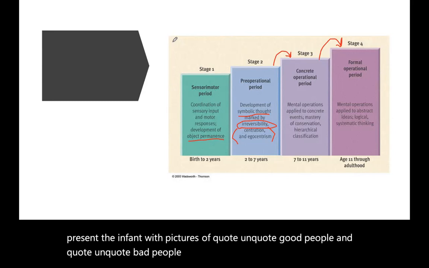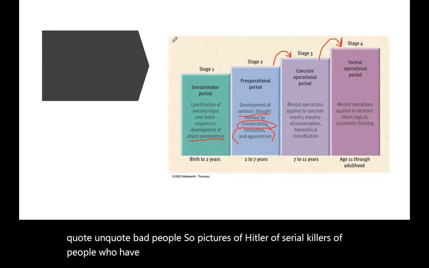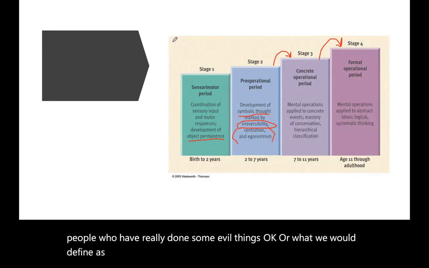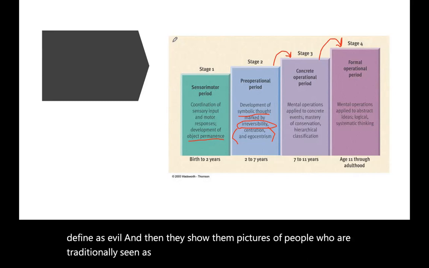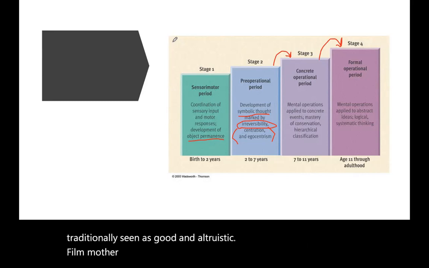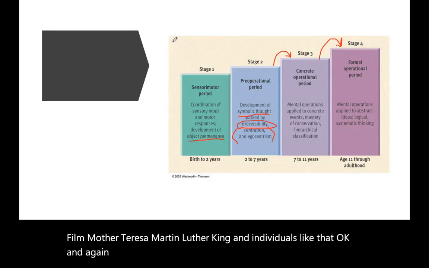So, you know, pictures of Hitler, of serial killers, of people who have really done some evil things, or what we would define as evil. And then they show them pictures of people who are traditionally seen as good and altruistic. So, you know, Mother Teresa, Martin Luther King, individuals like that. And again, there's no discernible emotion of happiness, sadness, aggression, or anger.